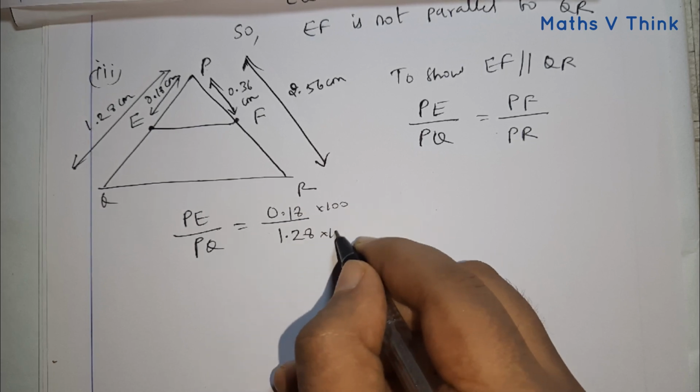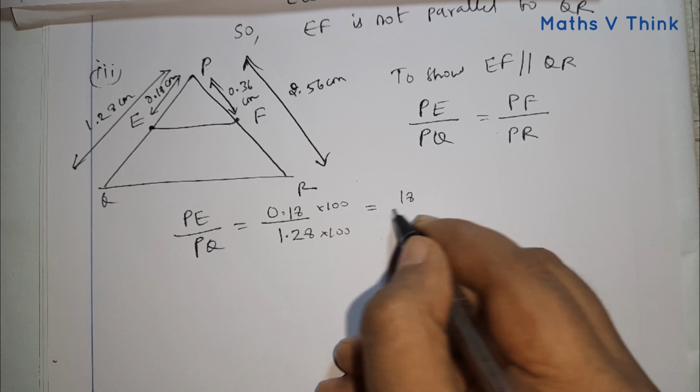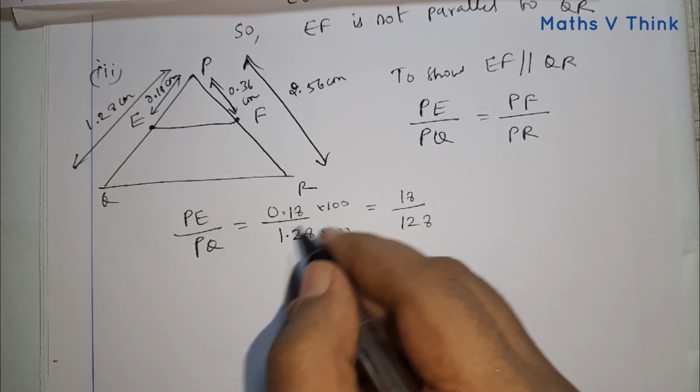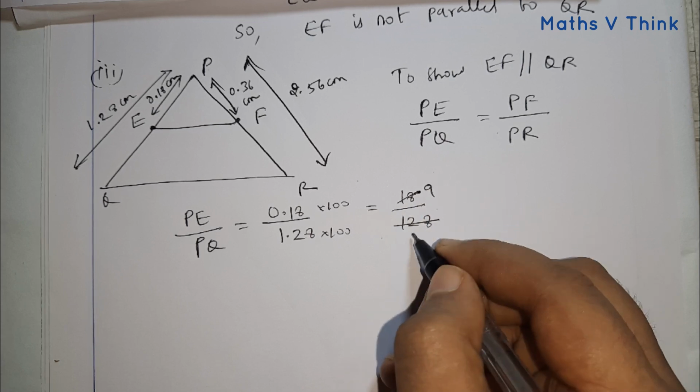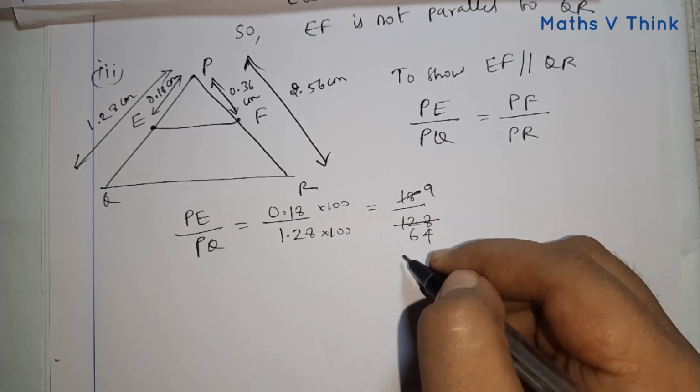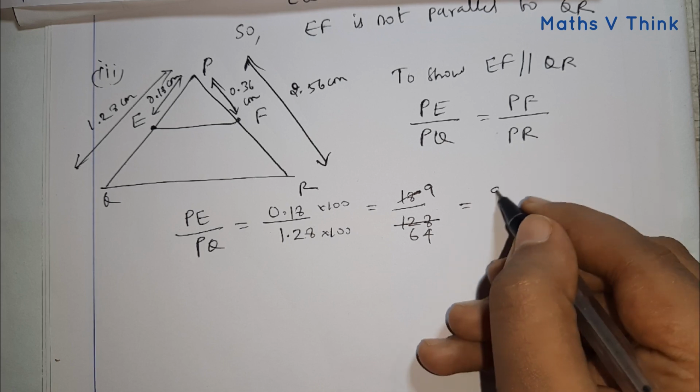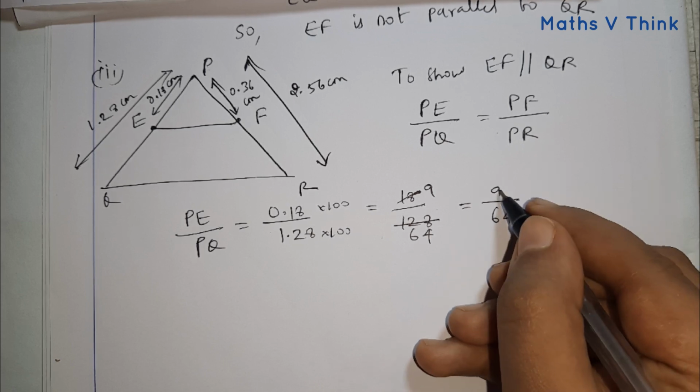Into 100 into 100 will be 18 by 128 because points are removed. Again 2 table, 2 9s are 18, 2 6 are 12, 2 4s are 8. It is not divisible by 3 tables, so write 9 by 64 as it is.